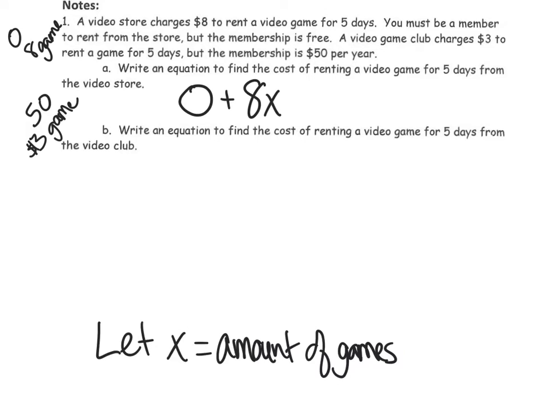B, write an equation to find the cost of renting a video game for 5 days from the club. These aren't really equations, they don't have equal signs. What expression can I write for the club? 50, 53? No, but I might rent 5 games or 6 games or 7 games. 50 plus. Okay, you were right. Membership plus $3 every time I rent a game. I don't know how many games I'm going to rent. We don't know yet. Okay, so we're good with that. We got A and B.